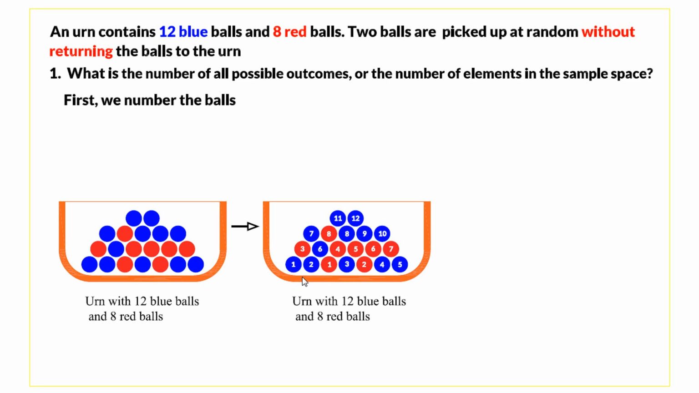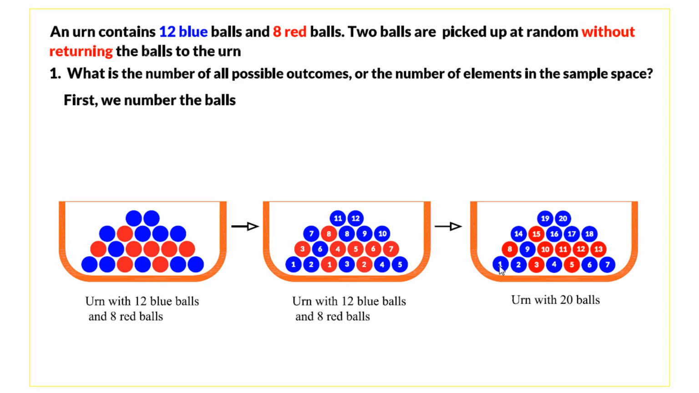But we have to remember that there will be balls holding the same number, but they are distinguishable because this is ball 8 red and this is ball 8 blue. And we may have also here ball number 1 but red one, and here ball number 1 but it is blue 1. Or we can number them from 1 to 20. So both ways will create distinguishable balls.